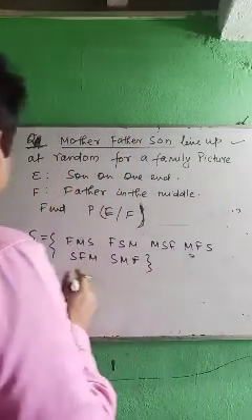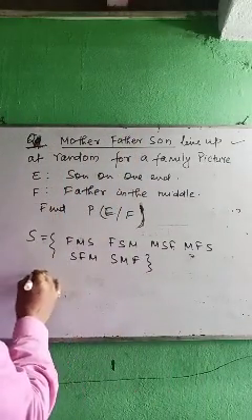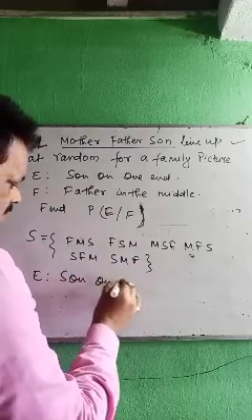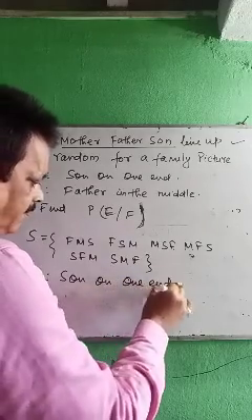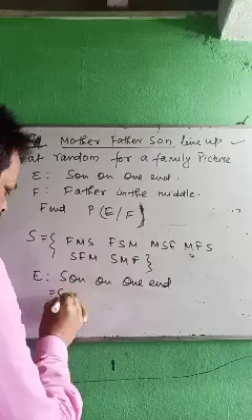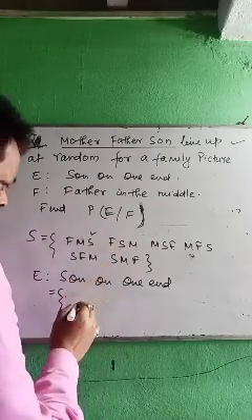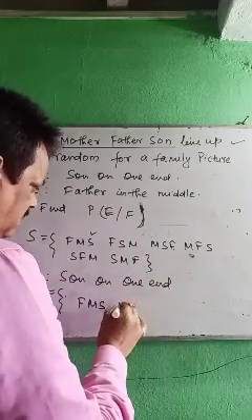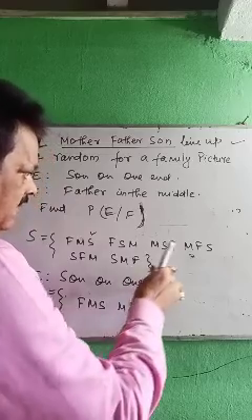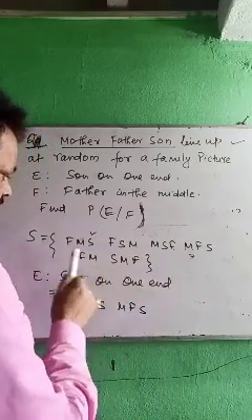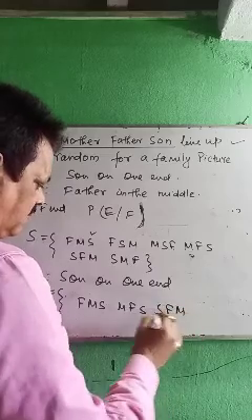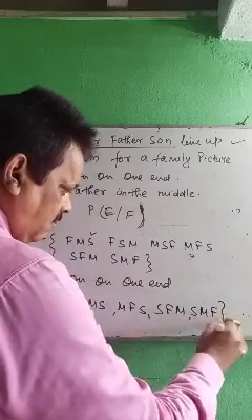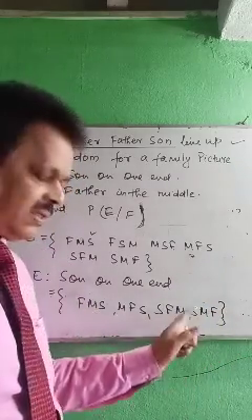Then what you have? F is son on one end. Which are the possibilities? This is one: father, mother, son. Then here is mother, father, son. Son at one end could be this end or this end also. Son, father, mother. Son, mother, father. Okay, son in one end, you can check now.